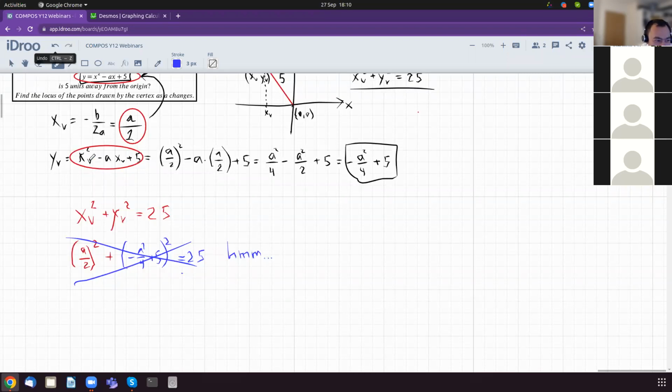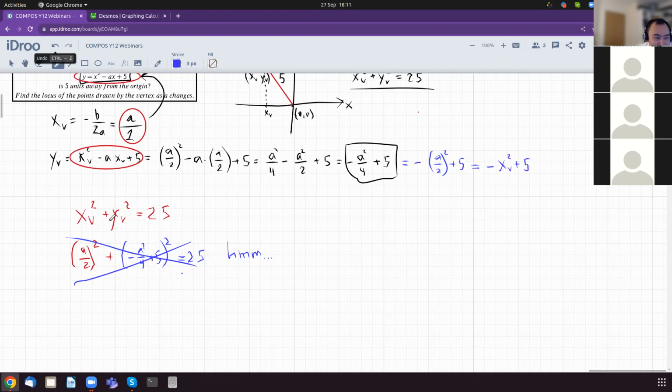So I'm going back to these expressions, and I'm saying, look, this is x vertex, and this is y vertex. Well, you can see that actually this can be written as minus a over 2 squared plus 5. And what's a over 2? It's here. So in fact, this can be written as minus x vertex squared plus 5.